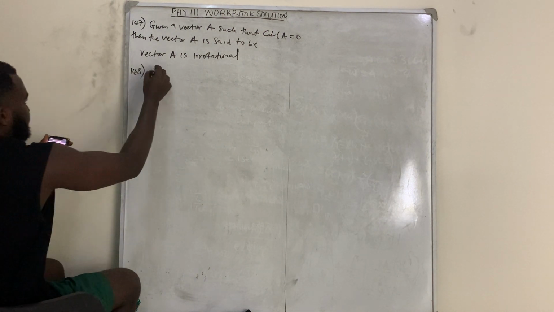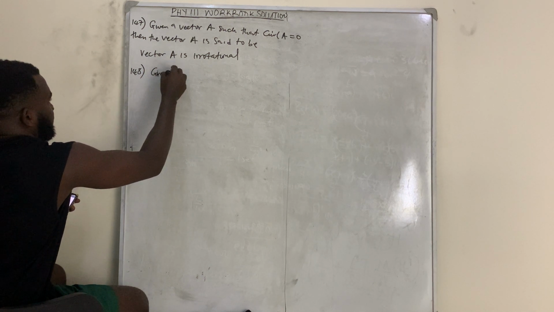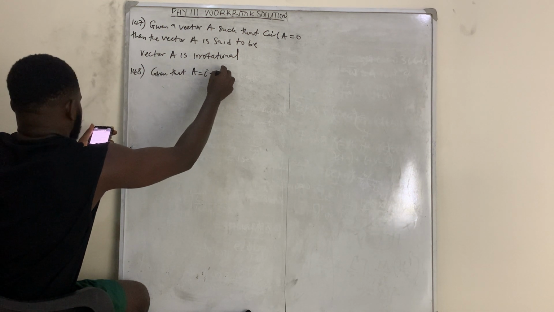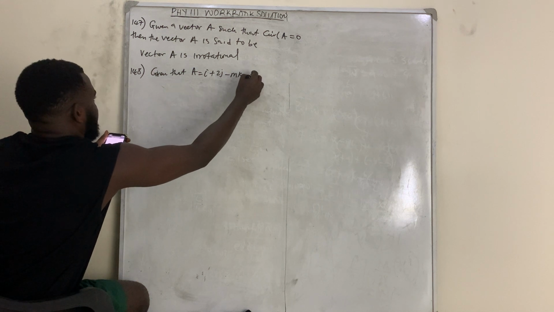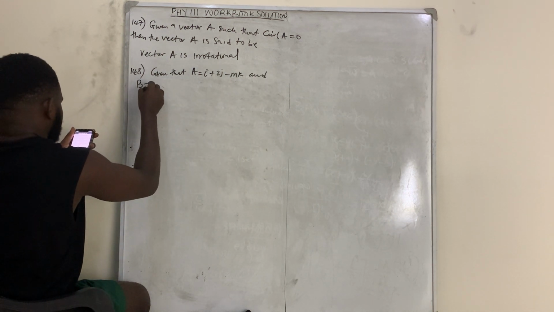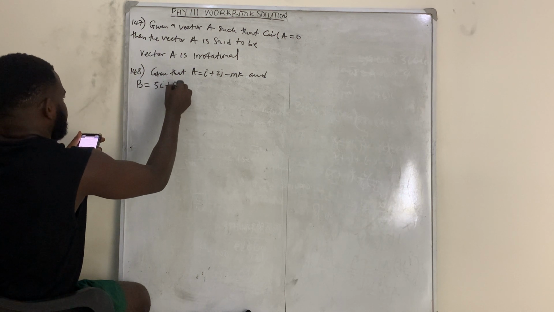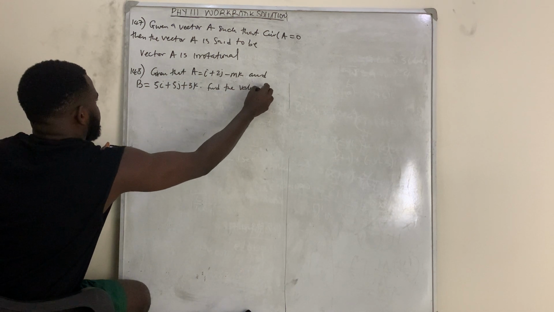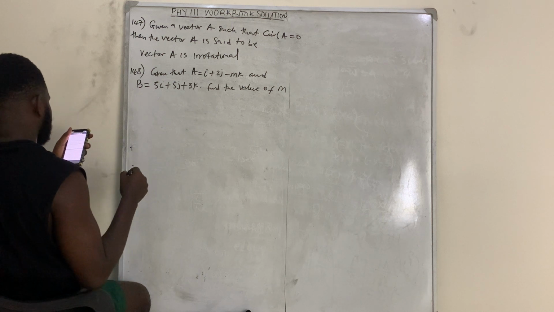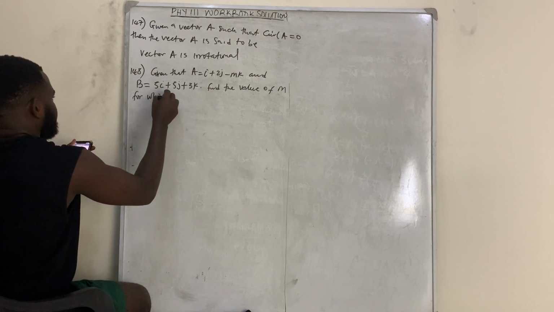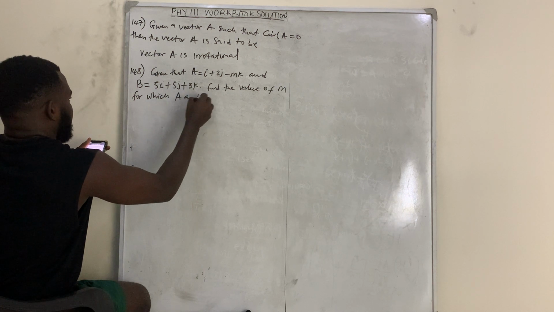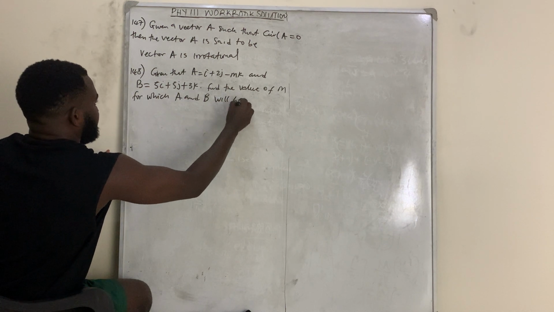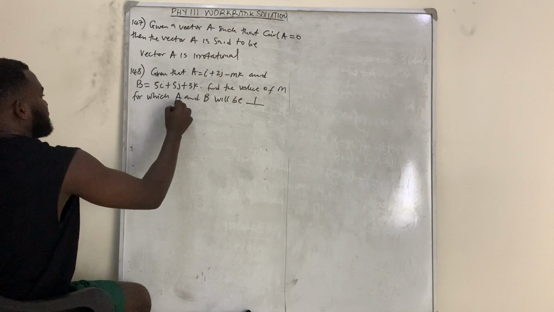Okay, question number 148. Question number 148 said, given that A is equal to i plus 2j minus mk and B is equal to 5i plus 5j plus 3k, find the value of m for which A and B will be perpendicular. You can spell your own, but that is the symbol of perpendicular.